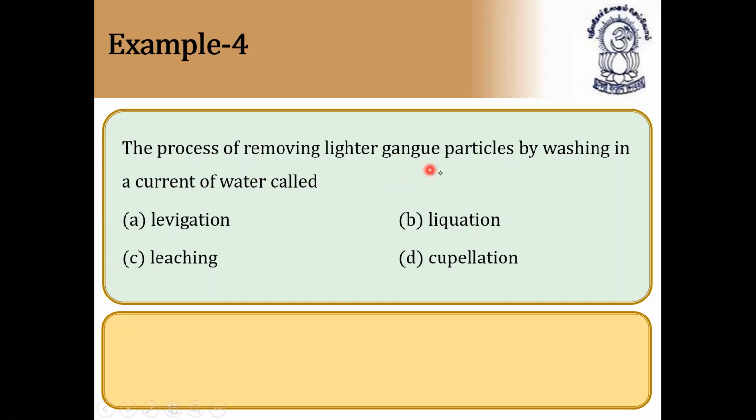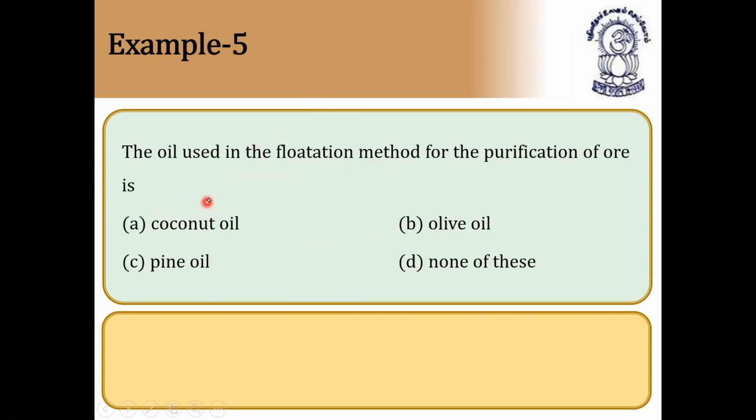The process of removing lighter gangue particles by washing in a current of water is called levigation. This is also important. Next question. The oil used in the flotation method for the purification of ore: pine oil, coconut oil, none of these. So it is pine oil, we already know. So the answer is pine oil. Next.